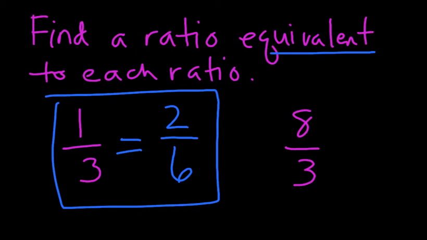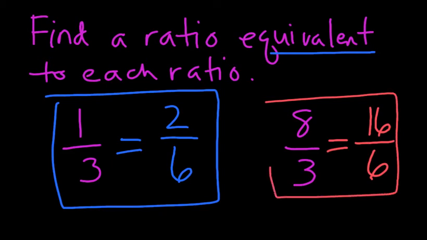Okay, 8/3. We want to write an equivalent ratio, and we're not real sure what one is, so we just multiply the top and bottom by 2. 8 times 2 is 16. 3 times 2 is 6. Those are equivalent ratios, and they form a proportion when you put them together.